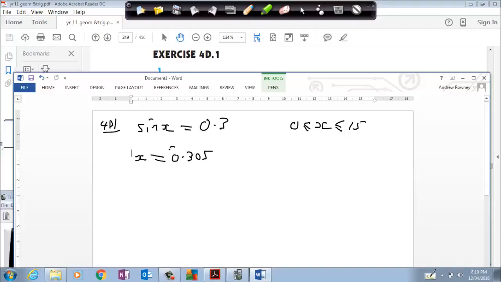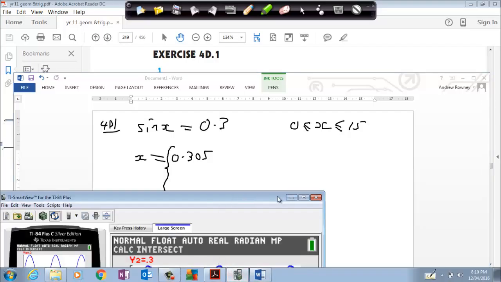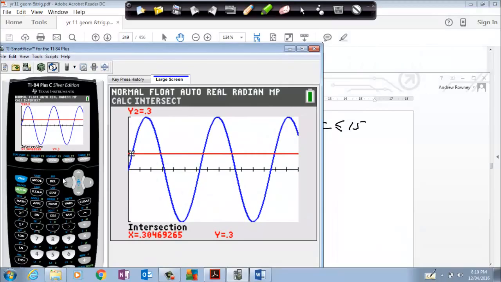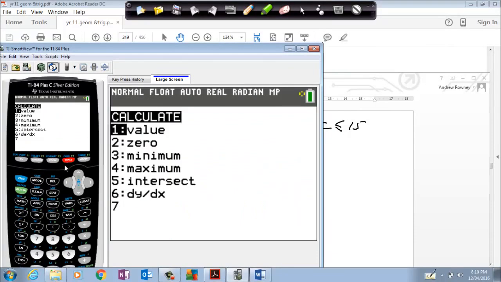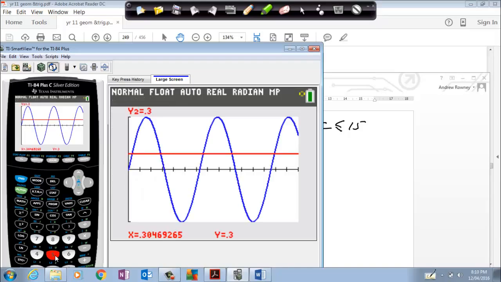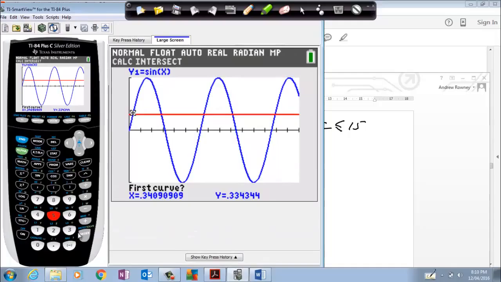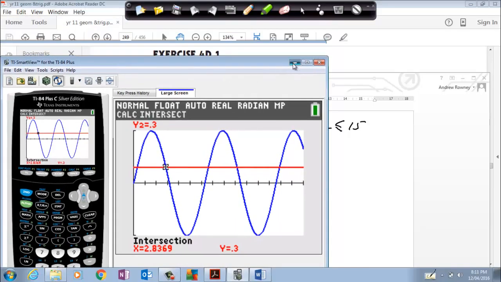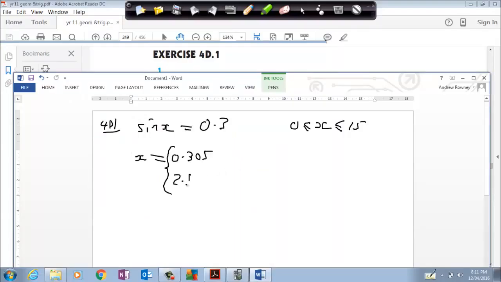And we get another value, which is the next one over here. So we're just going to go second calc intersect and click the first curve, press enter, second curve, enter, ask for another guess. This time we're going to head a little bit closer to that second point over here and press enter. So now it's 2.84 is the next one. So x is 2.84.